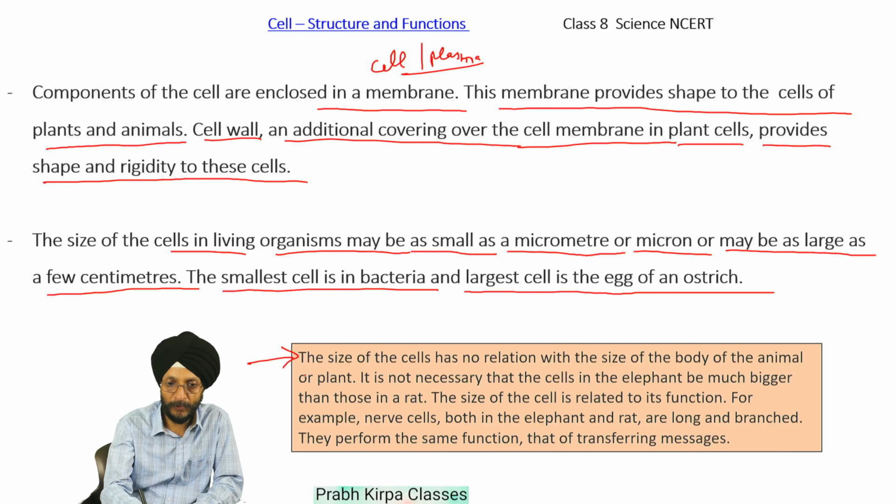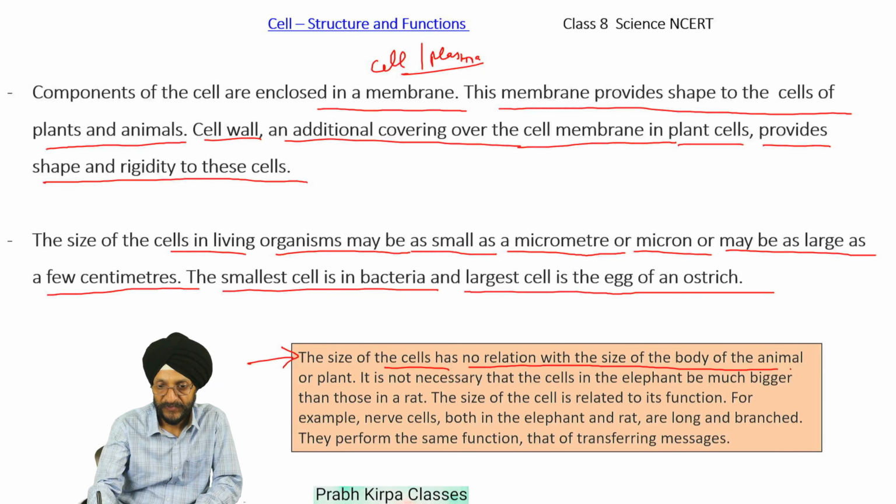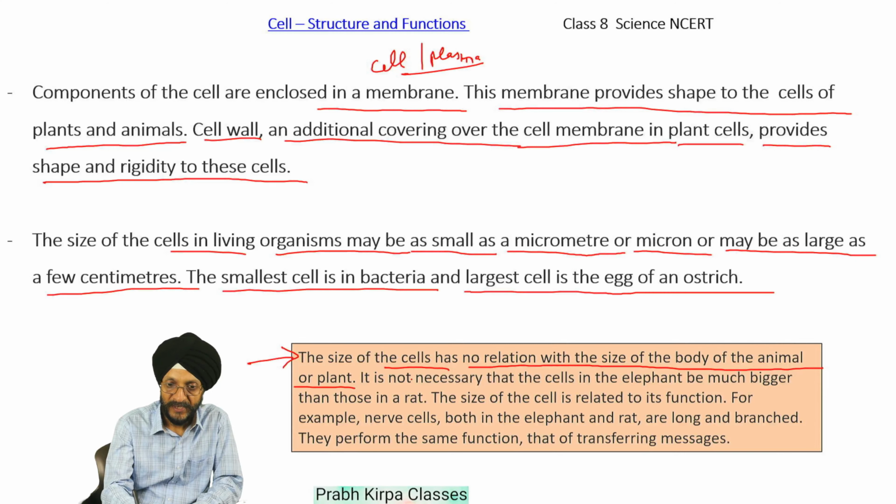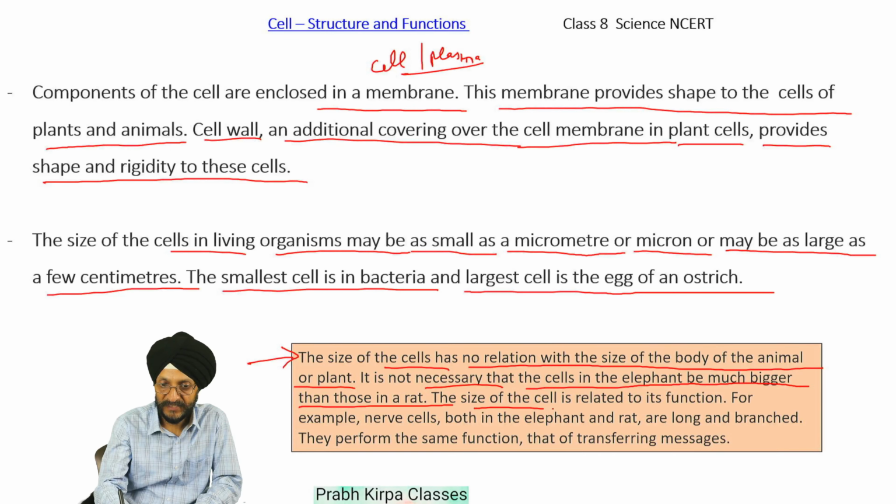Next, another point to remember: the size of cells has no relation with the size of the body of the animal or plant. It is not necessary that the cells in an elephant will be much bigger than those in a rat. The size of the cell is related to its function. For example, nerve cells both in elephant and rat are long and branched. They perform the same function, that is of transferring messages.